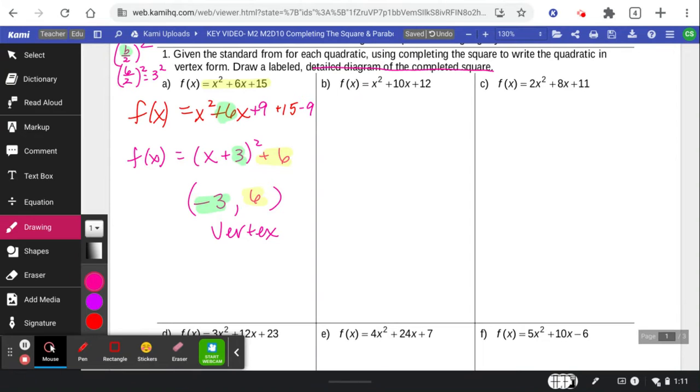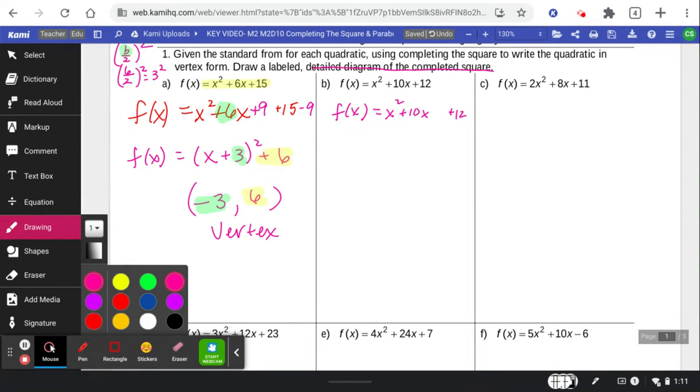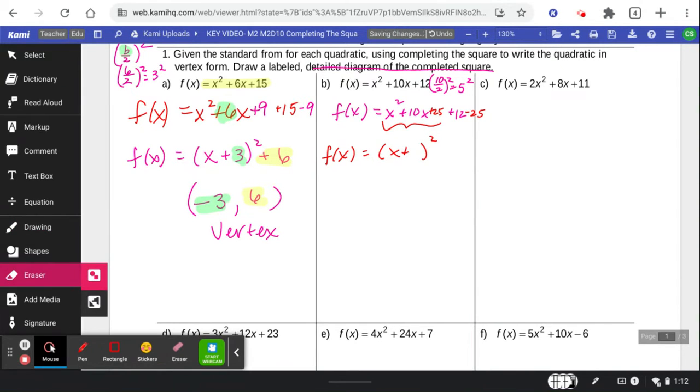All right, let's go do the next one. Same 5 steps. Step 1, make space. Step 2, B work. 10 divided by 2, it's 5. 5 squared is 25. So I'm going to add 25 and subtract 25 to balance, so that this perfect square trinomial can be rewritten as the factors of x plus 5 squared. And then 12 minus 25 makes negative 13.